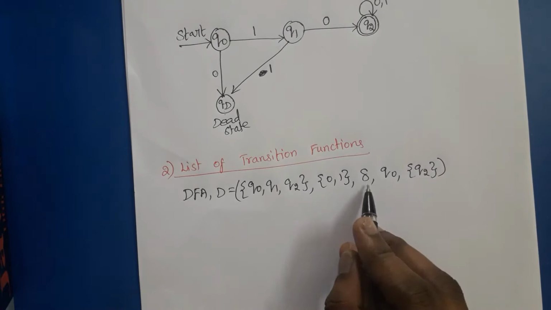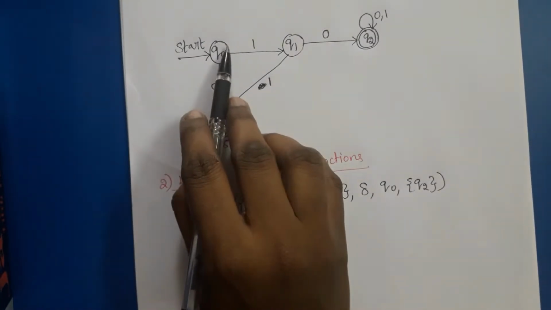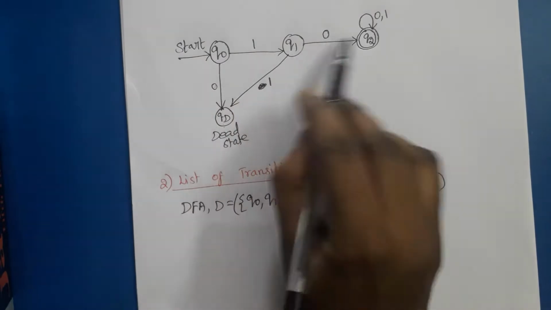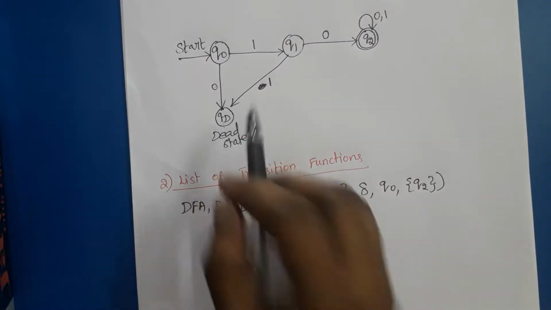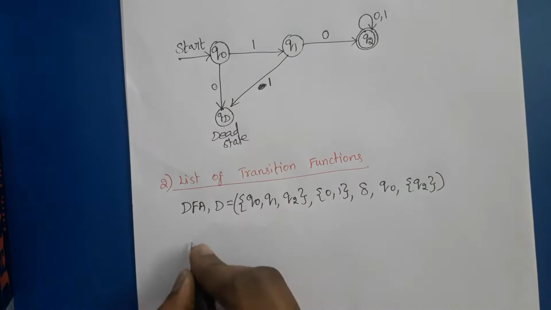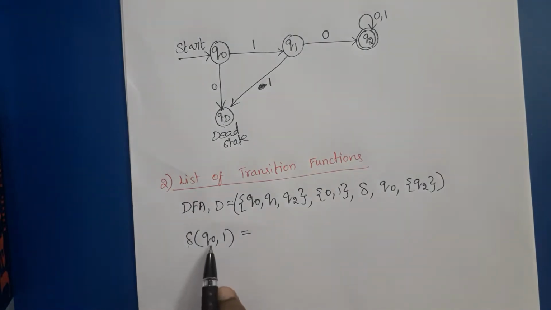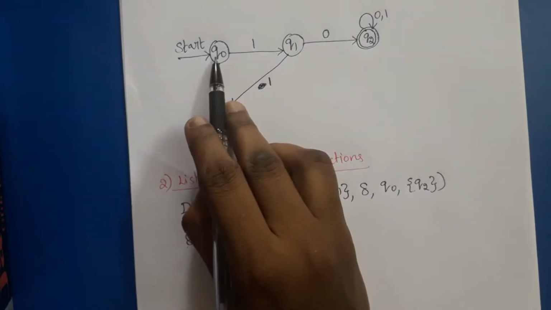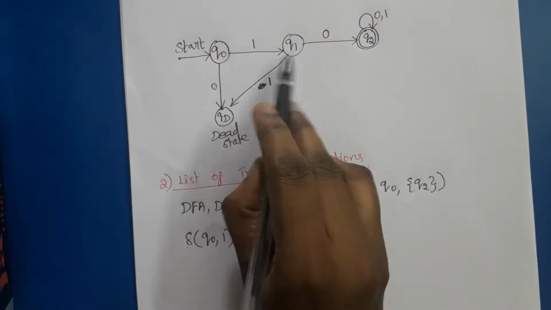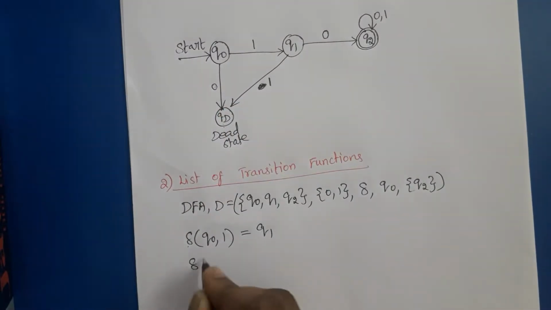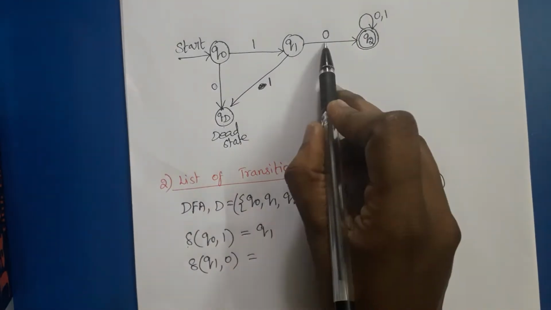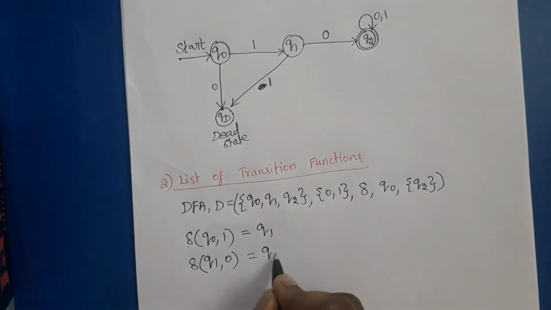Then we need to write all the transitions. Here we have 4 transitions, 1, 2, 3 and 4. There is no need to write these, but if you want, we can write them. So delta of Q0 comma 1 equals delta of current state comma current input symbol. Current state is Q0, current input symbol is 1, next state is Q1. Similarly, from Q1, 0 is the input symbol, it goes to Q2, the next state is Q2.